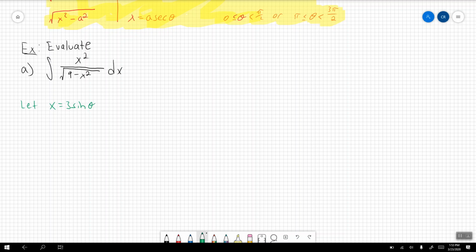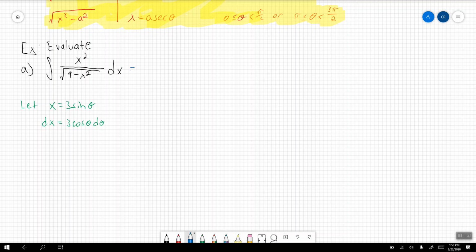Now, making this substitution, again, we have to recall the substitution rules from Calc 1. Substitution rules say that if you define your x value, you also need to find what your d theta, or your d substitution, will be. And in this case, it will be 3 cosine theta d theta.